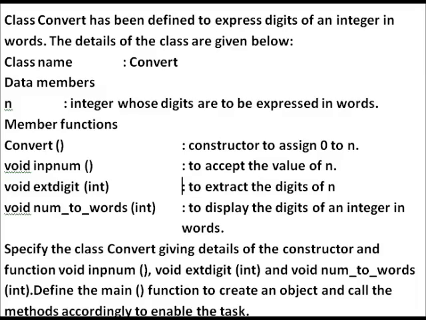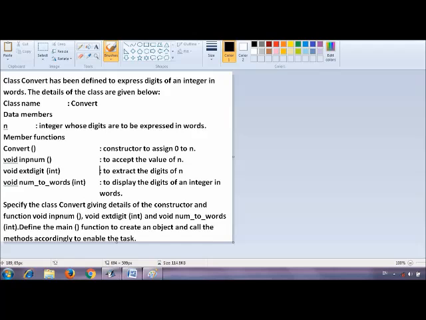So our task is to convert or express the digits of an integer in words. Here you can see the name of the class is convert. We have a data member n, so that n has to be declared as a class variable. That means n has to be declared inside the class convert.